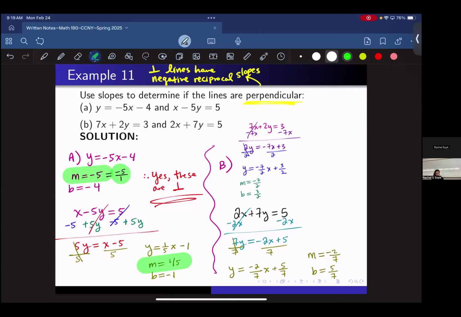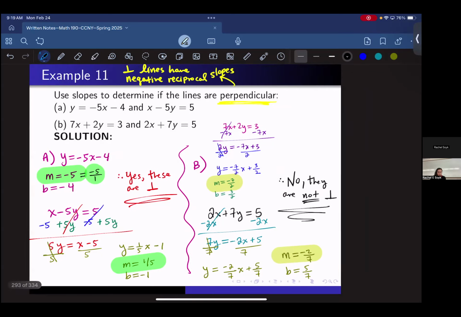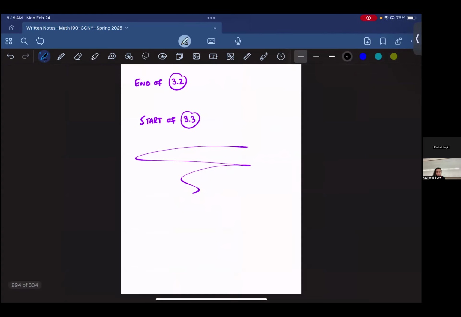Again, we just have to hone in on these slopes. Are these negative reciprocals? No, they're both negative here. So they are not perpendicular. Right, this does conclude our 3.2 section.